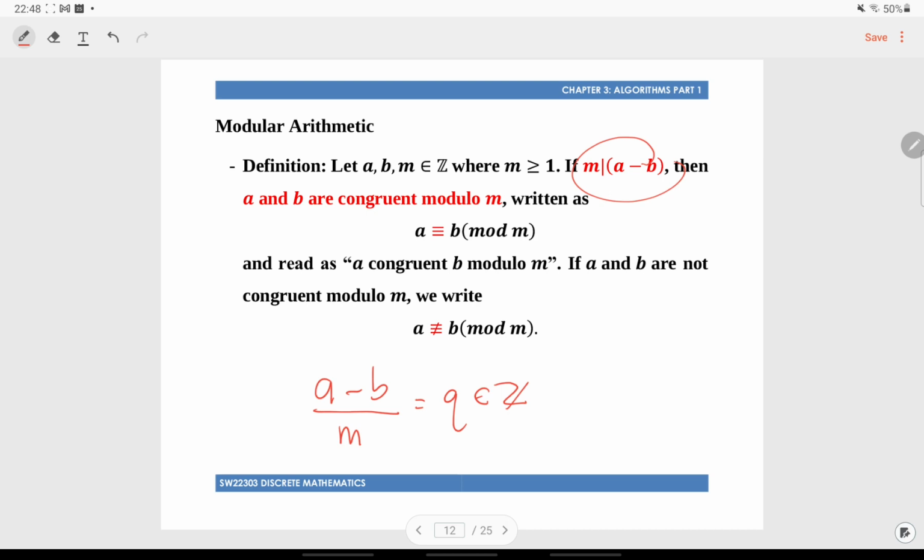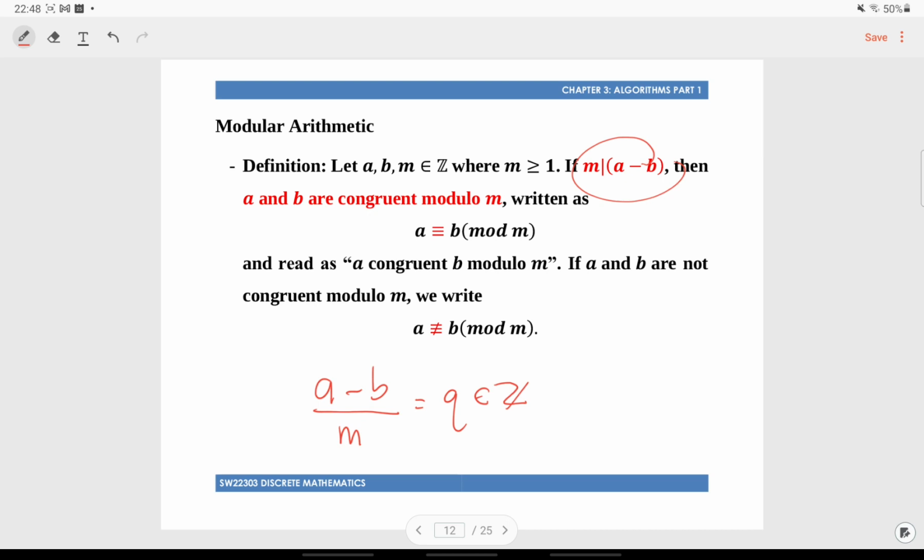If we have this kind of case, we can say that both a and b are congruent modulo m. If a minus b is divisible by m, when we divide a minus b by m, the outcome is an integer, then we can say that a and b are congruent modulo m.